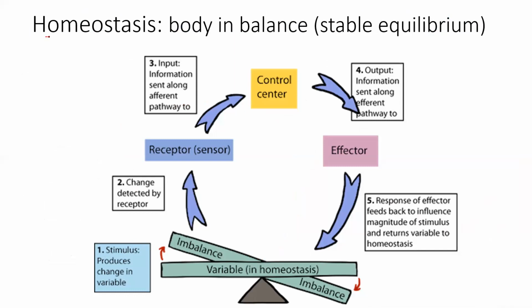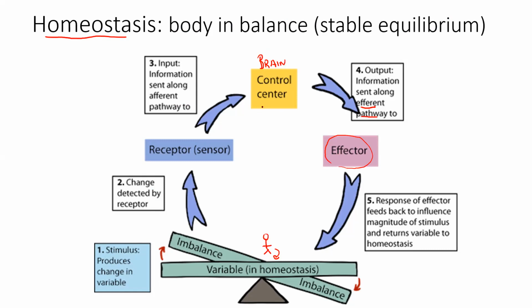Homeostasis is one of the key concepts in biology, body and balance. There is a control center. Well, let's start with the stimulus. A stimulus produces a change. There's my body. We want to keep it in balance. The change is detected by a receptor. A control center then receives the sensation and sends information through an efferent pathway to an effector, anything that is going to respond to the stimulus. Now, the control center could be, for example, your brain.